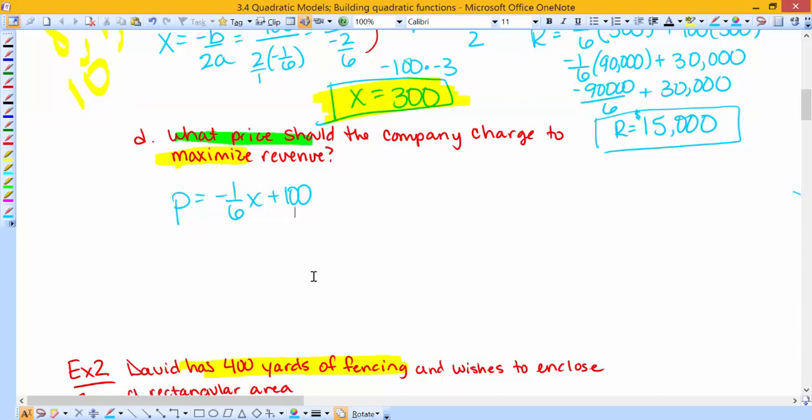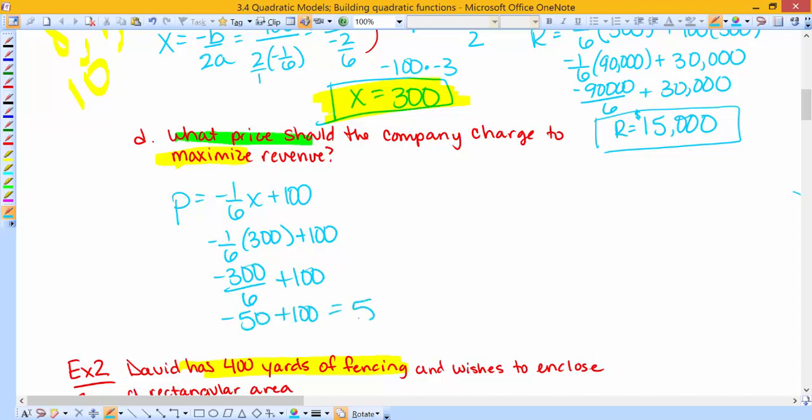So we already know the maximum number that they need to sell is 300. So now I just need to take 300, plug it in for x. So I get negative 300 over 6. This is negative 50 plus 100 is 50. So they need to charge $50 for whatever it is they're selling. 50 bucks is what they need to make sure that they charge, no less. Otherwise, they won't make as much money.